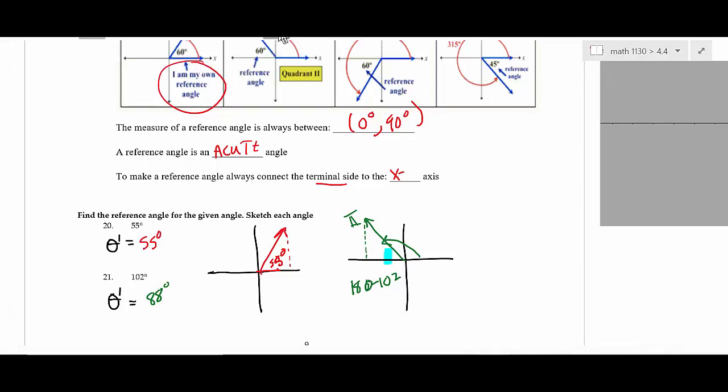Okay, so we got that, all right? Everybody good there? Okay. 78. I just caught that. All right, 78 degrees is that reference angle like that.